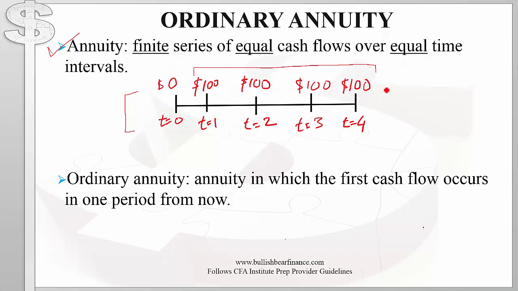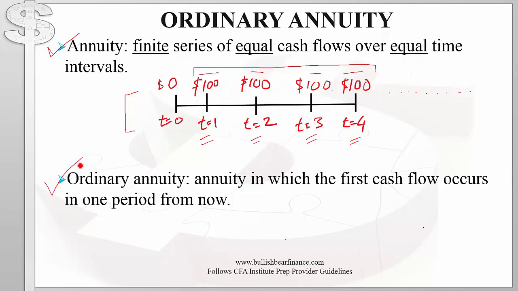If these cash flows were to go forever, we will have what's called a perpetuity, which is a slightly different concept. Now, these cash flows are obviously of equal amounts, and also they occur over equal time intervals, which is after every single period. That is why this timeline represents an annuity.